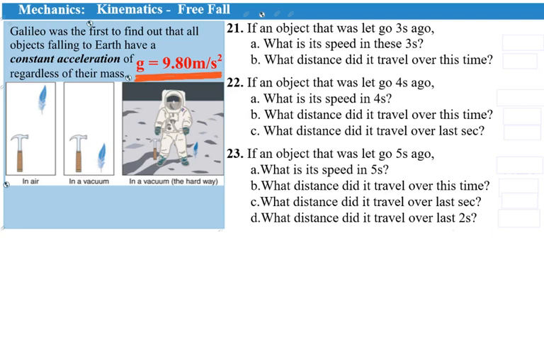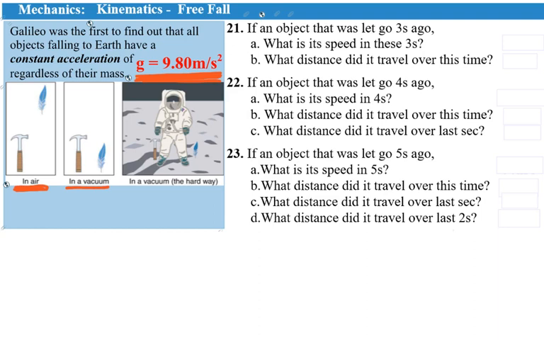And you see here, if objects are dropped in the air, one has more air resistance than the other, so they will not land at the same time. But if they are dropped in a vacuum, because they have the same acceleration due to gravity, they both will reach the ground at the same time. But if they are dropped in the air, one of them will reach terminal velocity before the other one.